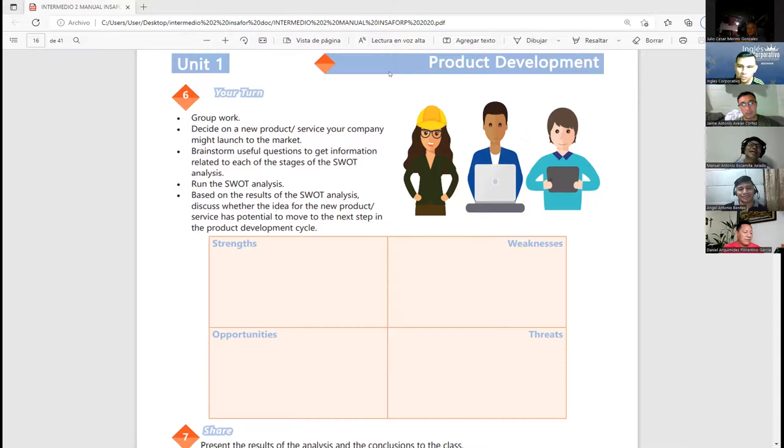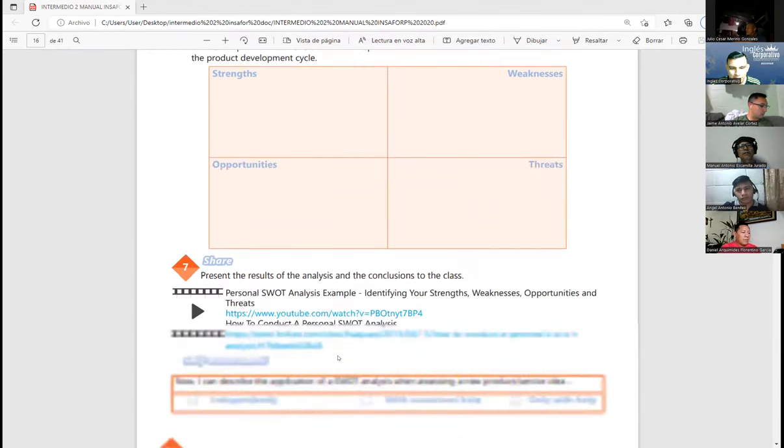Volunteer who wants to tell us the strengths, weaknesses, opportunities, and threats of the product? Anybody? Who wants to tell us the SWOT process? The SWOT process. Opportunities, threats, weaknesses. Does anybody? Okay, well, let's move on to the next activity.